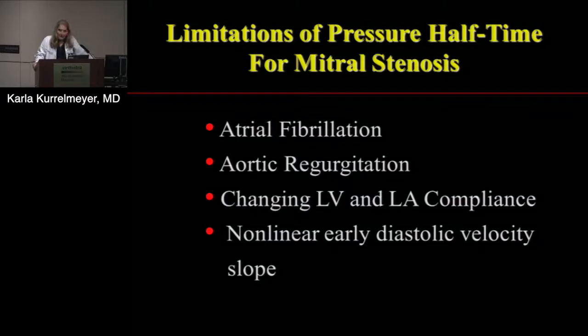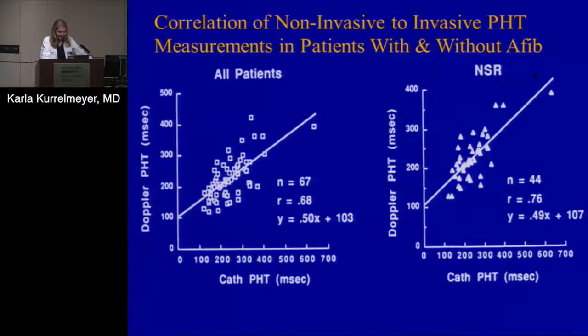Changing LV and LA compliance, again, is going to affect it. Don't use the pressure halftime to calculate mitral stenosis severity in somebody who's had a mitral valvuloplasty, because that's a classic time point where they're changing LV and LA compliance. A nonlinear early diastolic velocity slope is also going to affect it, because basically what that's telling you is that the pressure halftime is changing, so the decay of that gradient is changing. So you really need to have a constant slope in order for it to accurately predict your mitral valve area.